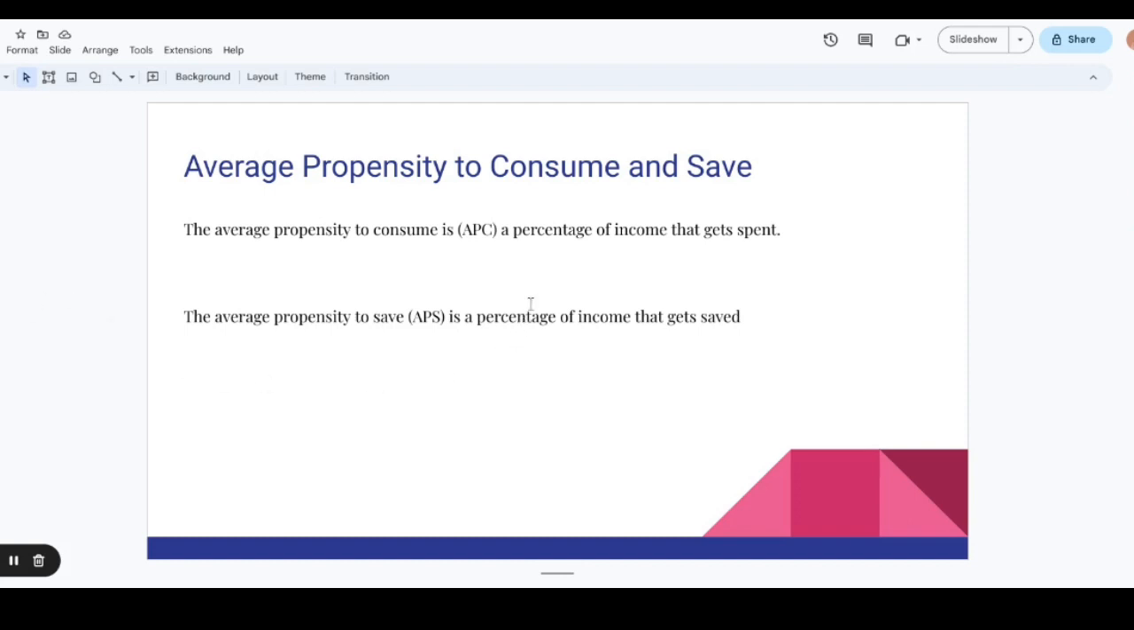Now, the difference between average propensity to consume or save and marginal propensity is that average has to do with percentage and no changes, while marginal propensity has to do with changes and proportion. So it's the proportion of income that gets spent or saved, and average propensity is a percentage. You see how that comes about?